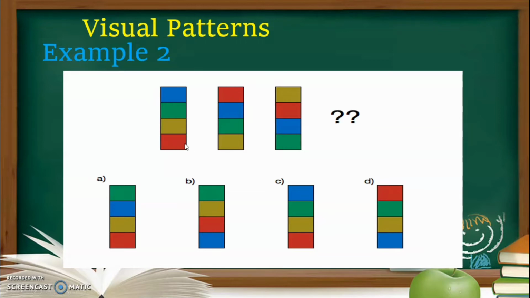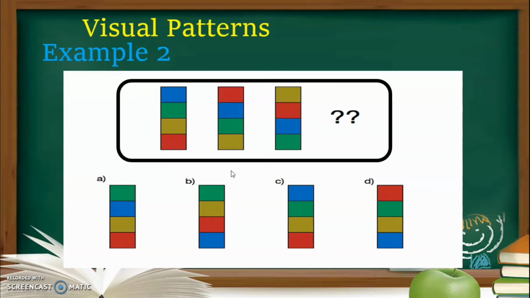Bababa si yellow, aakyat si red. Then sa third figure, bababa si red, then aakyat na naman si yellow. So, makakakonclude tayo na sa fourth figure, bababa na naman si blue, aakyat si green. So, our answer is letter B.